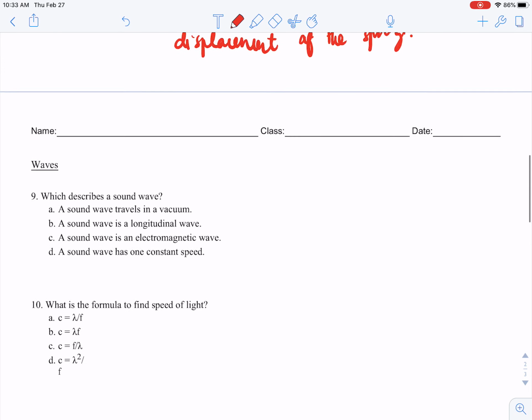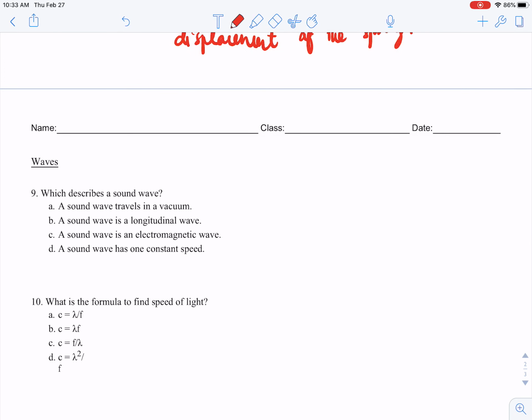Proceed. Which describes a sound wave? A sound wave travels in a vacuum. No, it cannot travel in a vacuum. Light can travel in a vacuum because it's an electromagnetic wave. But a sound wave is not an electromagnetic wave. It's a mechanical wave, which means that it requires a medium to travel through.